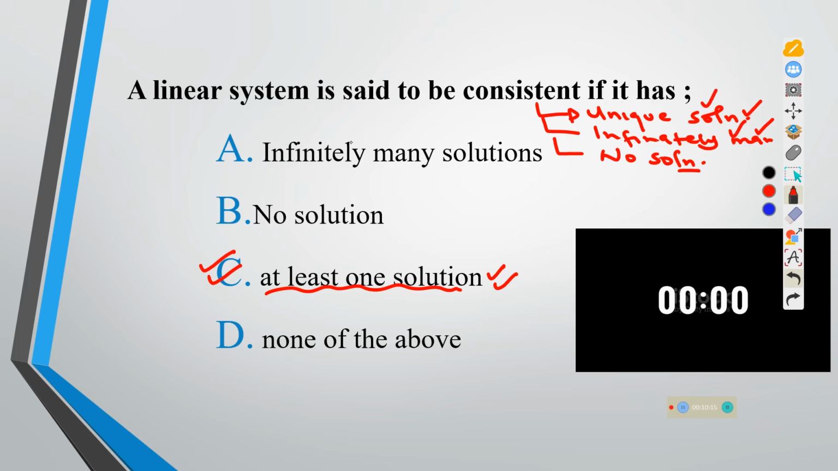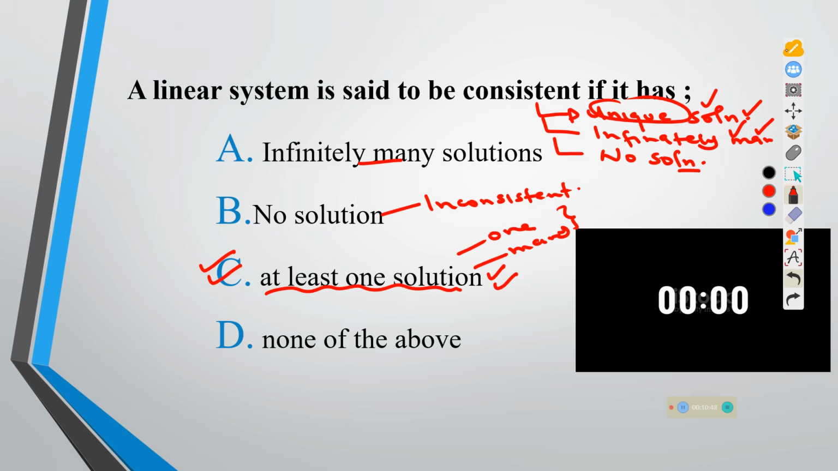So for that case, if you say only infinitely many solutions, you will have left out this. If you have no solution, then the system is inconsistent. If there is at least one solution, meaning there can be one solution or many solutions, that would be the case for unique solution and infinitely many solutions. So the required answer here would be at least one solution. So that's all about this.